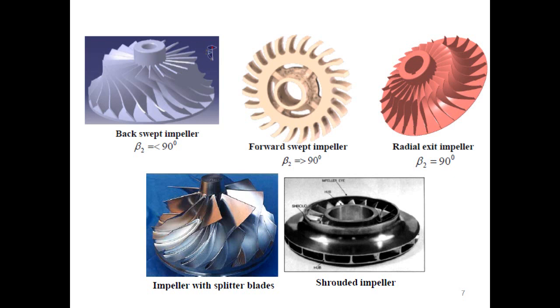Now in these figures you can see the different types of impellers. The first one, the backswept impeller: the outlet angle of the rotor, that is beta 2, is less than or equal to 90 degrees. When the outlet angle of the rotor, beta 2, is greater than or equal to 90 degrees, it is called a forward swept impeller. When the beta 2 angle is equal to 90 degrees, it is called a radial exit impeller. You can also see two other types, shrouded impeller and impeller with splitter blades.